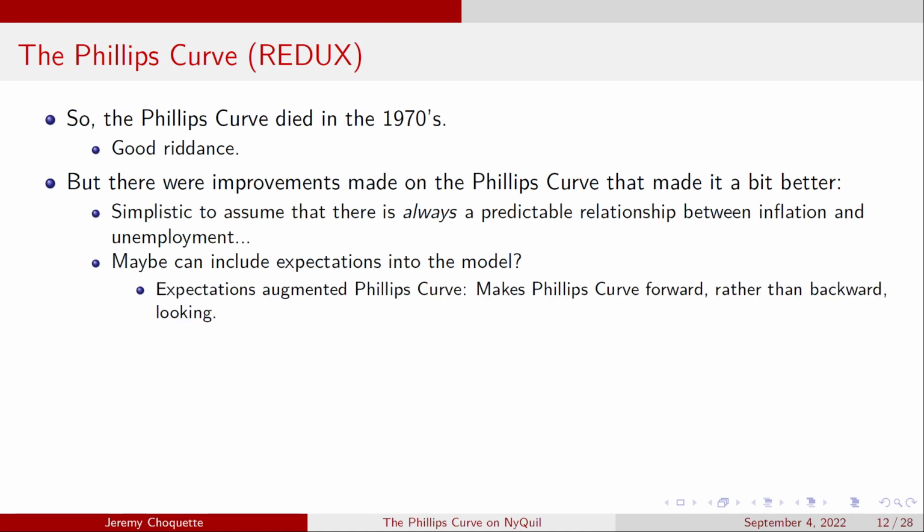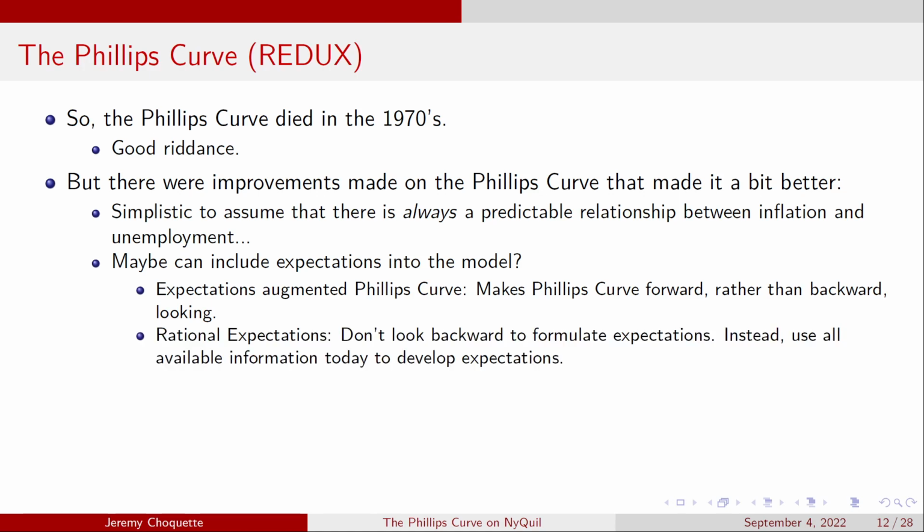You saw expectations in the previous specifications. However, it was a backward-looking model. Let's make it forward-looking. We take our expectations augmented Phillips curve and we make it forward-looking. What we're doing is adopting this assumption of rational expectations, where we're not looking backward to formulate expectations anymore. We're using all available information today, which does include historical data, but we're also using data that's available today to develop our expectations for the future. And that's what makes it forward-looking.